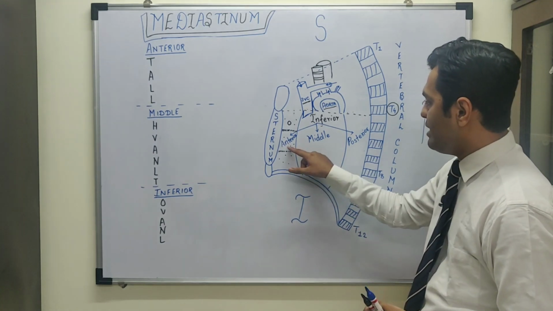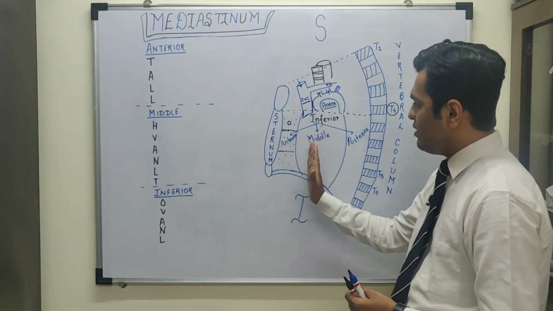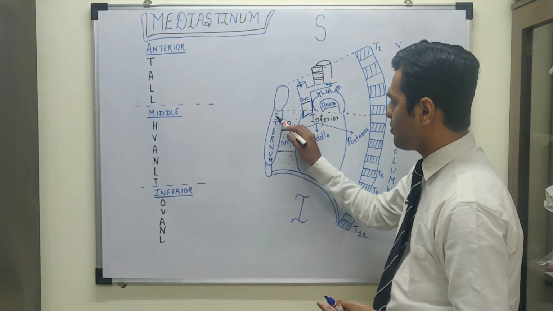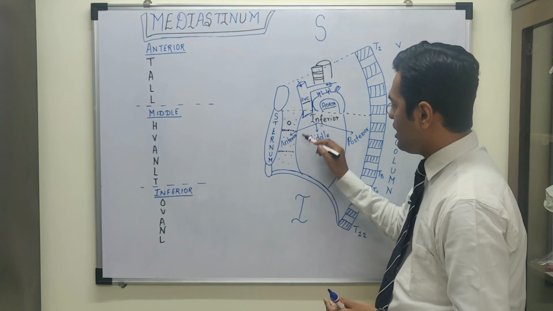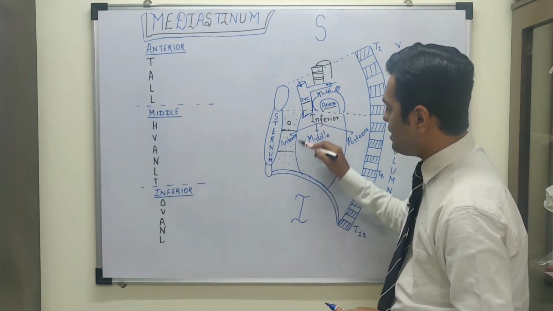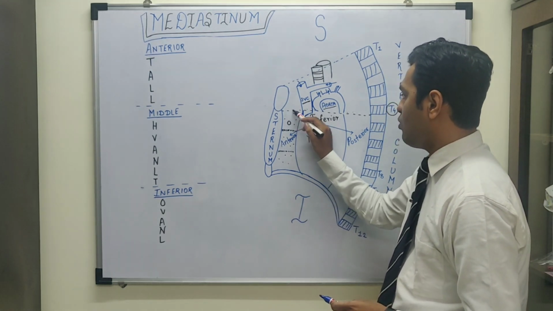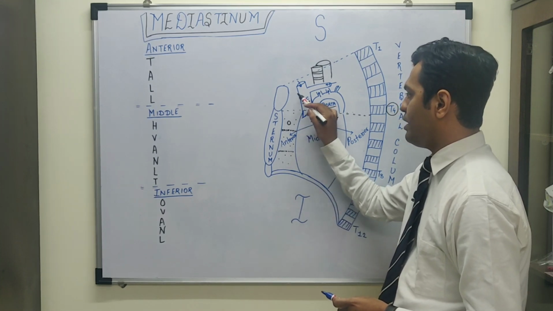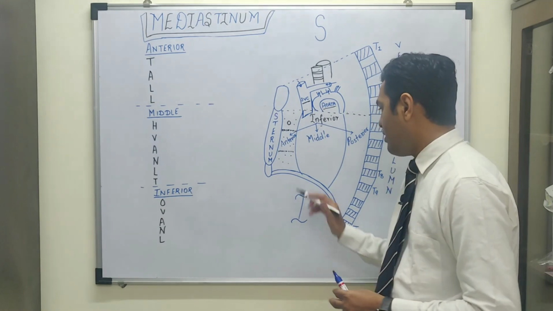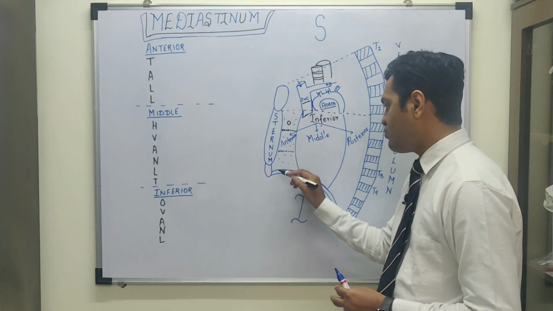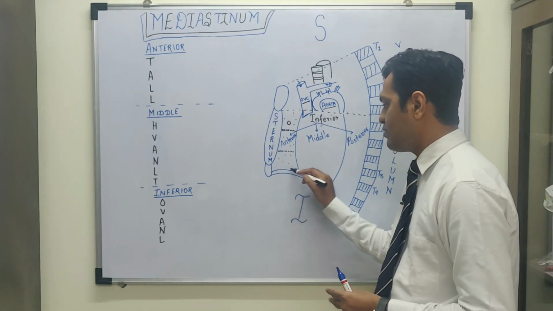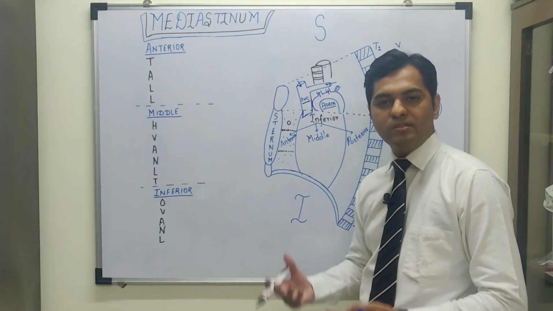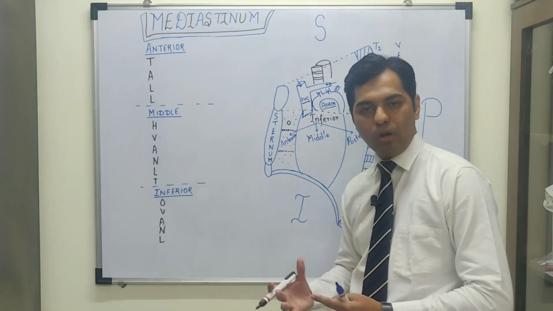Now the anterior mediastinum has the anterior boundary formed by the body of the sternum. The posterior boundary is formed by the pericardium. The superior boundary is formed by the imaginary plane which divides the superior and inferior mediastinum. The inferior boundary is formed by the superior surface of the diaphragm, and the lateral boundary is going to remain the same, that is the mediastinal pleura.